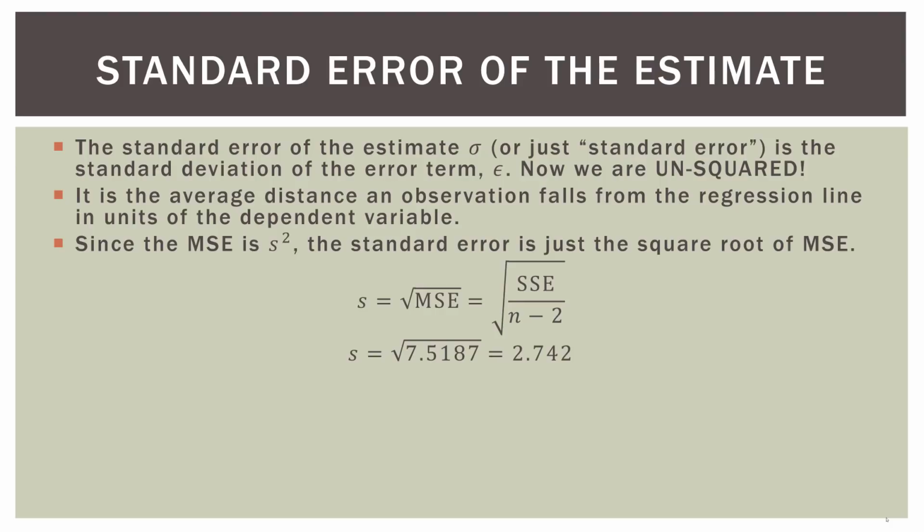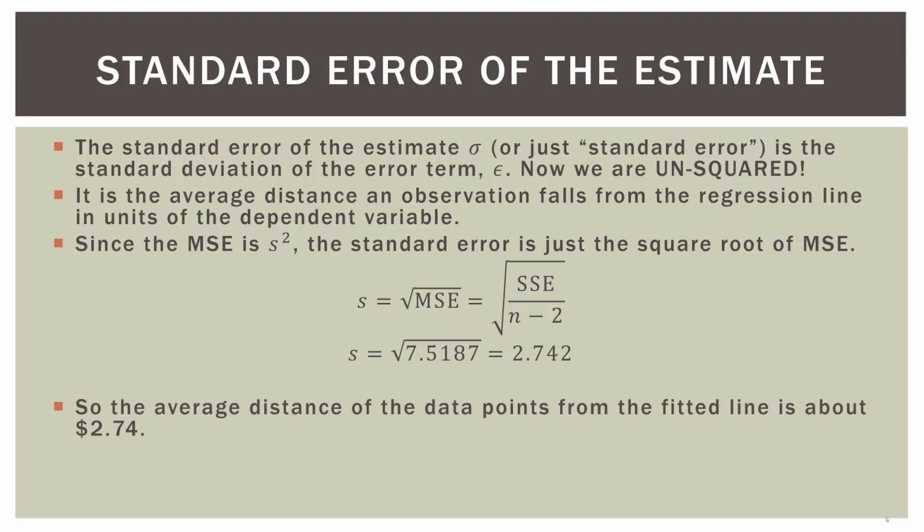Now you could also do it using the SSE over here on the right. Remember our SSE was like 30.07, something like that. We could do 30.07 and whatever the number is, divided by n, which in this case is 6. We have 6 observations. 6 minus 2 is 4. So 30 point whatever else divided by 4, take the square root, we'll get the same thing. It's just some simple algebra. So the average distance of the data points from the fitted line is about $2.74. So we have a regression line, and the average distance of the points from that regression line is about $2.74.